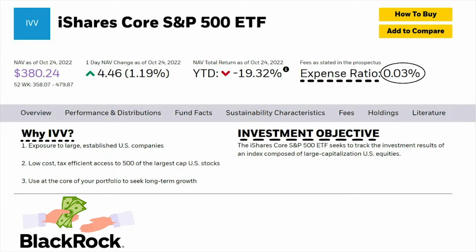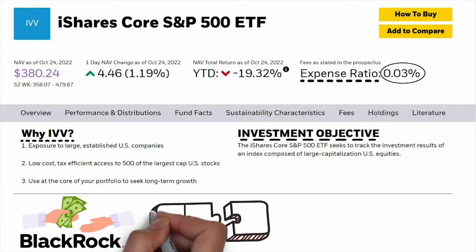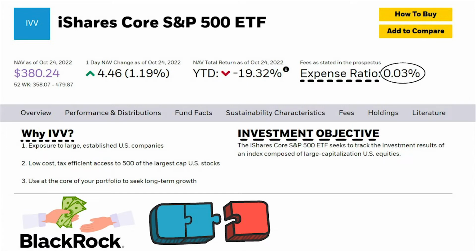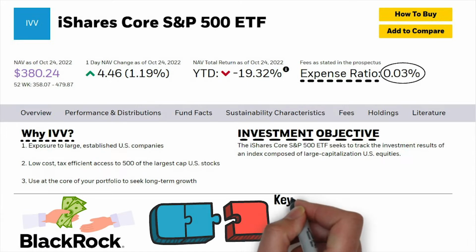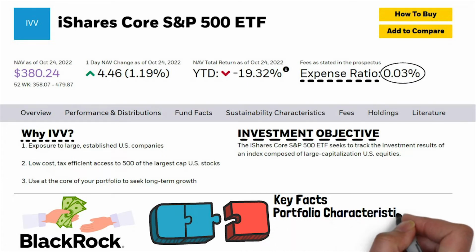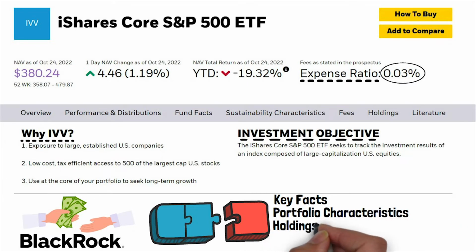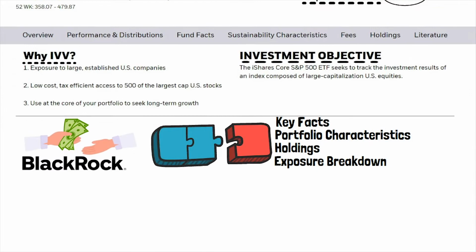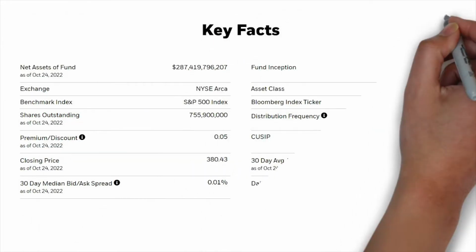There it is explained the specifics of the ETF in a brief and short manner. After that, there are three parts we must see in a bit more detail: the key facts part, the portfolio characteristics part, and the holdings part, and of course also we must see the exposure breakdown part. Each of these is below the next, starting with the key facts part.